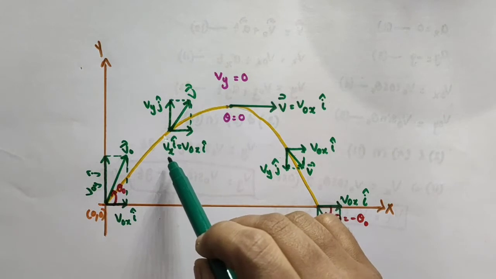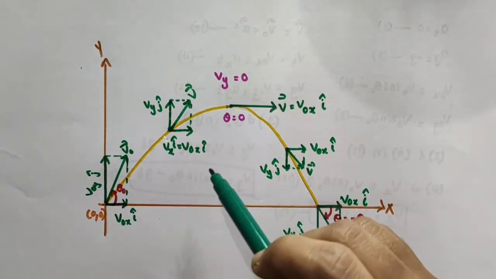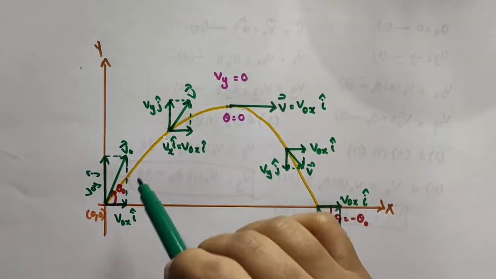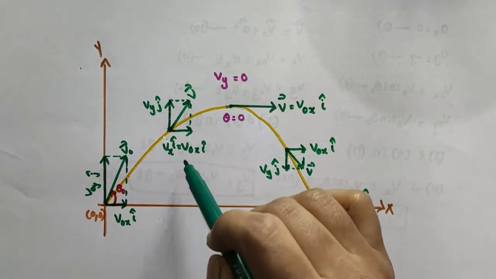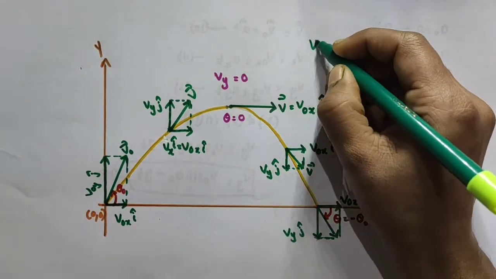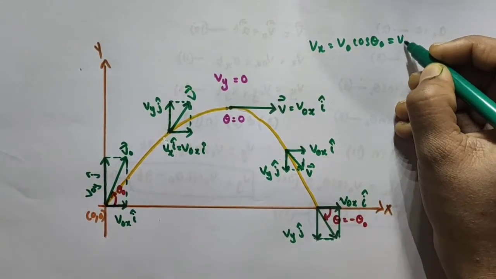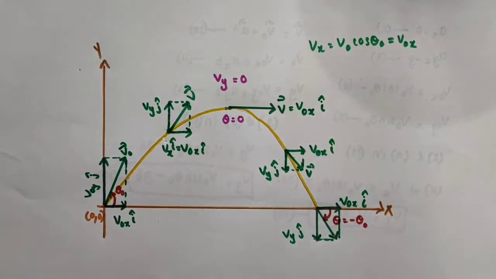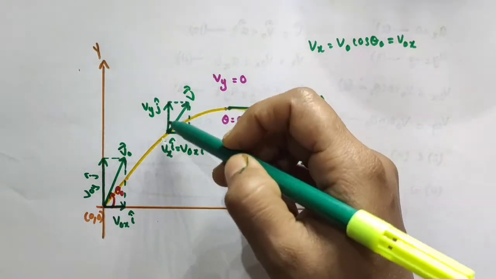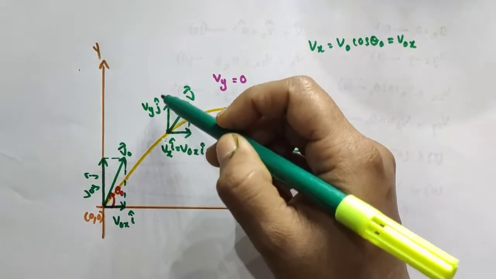That x component will be what? V0x into i cap, because we already said the x component of velocity remains constant throughout the motion. So there won't be any change in the x component of velocity. So the x component of velocity Vx will be equal to V0x, which is equal to V0 cos theta 0. Now what is this V0 cos theta 0? V0x. So the x component of velocity remains constant, but the y component of velocity depends on time, so there will be some change.